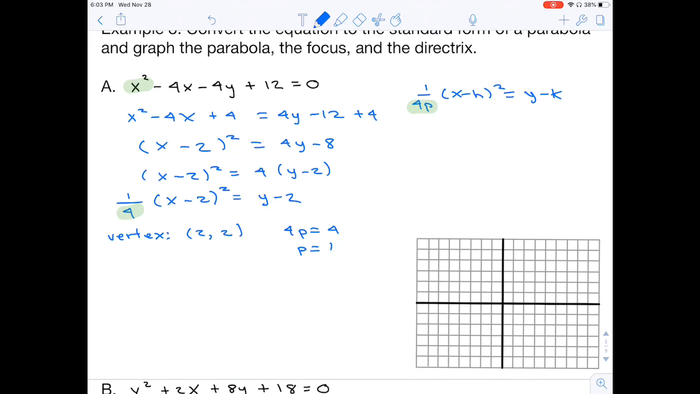So now let's go and plot what we have so far. We have a vertex at 2, 2. We have the focus, which is a directed distance of positive 1. Now remember, this is x squared, so it's opening up or down. You don't have a graph to go by, so you have to look at the equation and determine if it's opening up or down. Because p is positive, it's opening up. So my focus is here. The directrix is on the other side of the vertex, an equal distance.